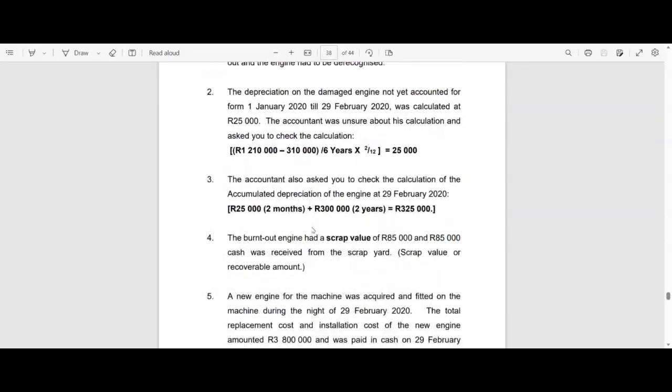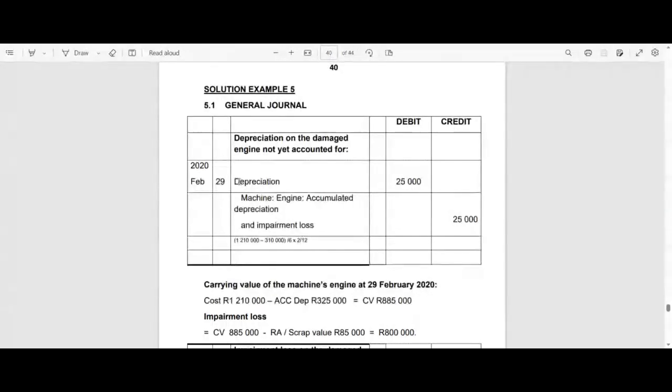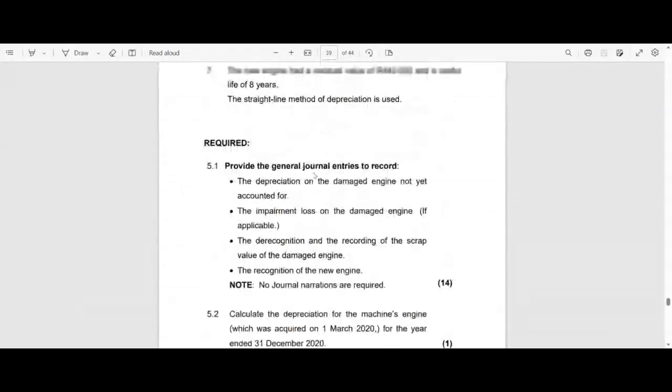Where were we now? Oh yeah, now we got to go to our second step. We've now got to go and see whether there's any impairment. So we are going to record our depreciation. Maybe we can go to that journal. It is here. So we're going to debit depreciation with the 25,000 that we've just calculated, and we are going to credit the account machine engine accumulated depreciation. So now we've brought our depreciation up to date.